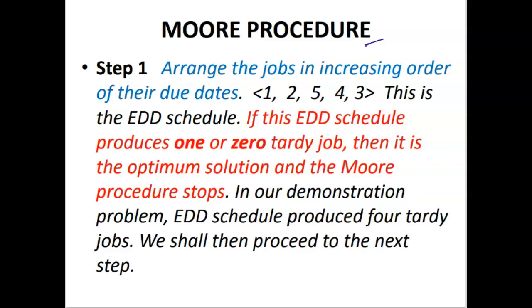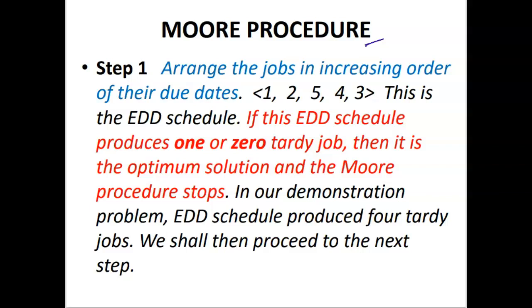Now, if you are fond of delaying your customers or delaying their jobs, there's a probability of you losing them or losing revenue. Now, Moore's procedure has come to see if it is possible to reduce the number of delayed jobs. And in doing that, we start with earliest due date.